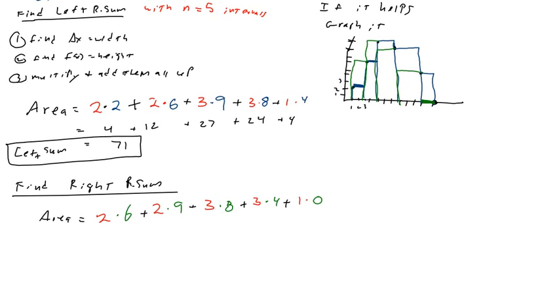So 2 times 6 is 12, plus 18, plus 24, plus 12, plus 0. Let's see, 30, 40, 54, 62. Is that right? The right sum.